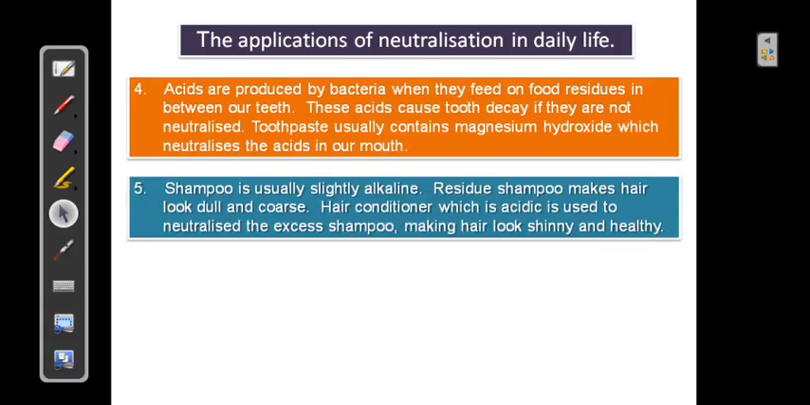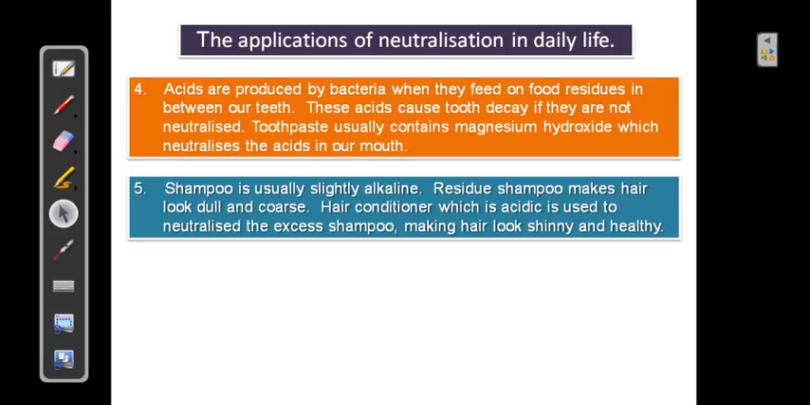Now another thing is shampoo. Shampoo is usually slightly alkaline. So after using your shampoo, some of the residue shampoo that remains in your hair makes your hair look dull and coarse. So then you will be advised to use hair conditioner, which is actually acidic, so that it will neutralize the excess shampoo and make your hair look shiny.